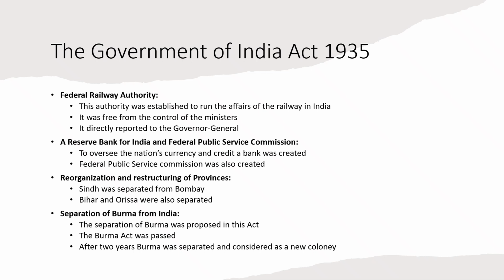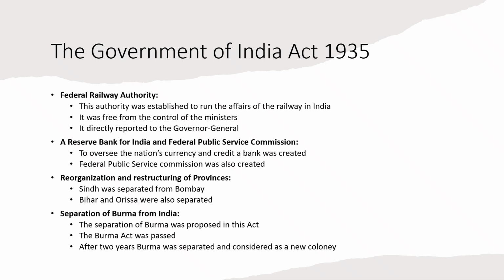Then a Reserve Bank of India was established and a Federal Public Service Commission. The Reserve Bank was created to oversee the nation's currency and credit, and reorganization and structuring of provinces was also done with the help of this Government of India Act. Sindh was finally separated from Bombay, and this is very important to keep in mind for the objective portion of the exam. If the examiner asks you when Sindh was separated from Bombay, you should reply that it was in 1935. Then Bihar and Orissa, these were 2 provinces and these were separated in 1935.